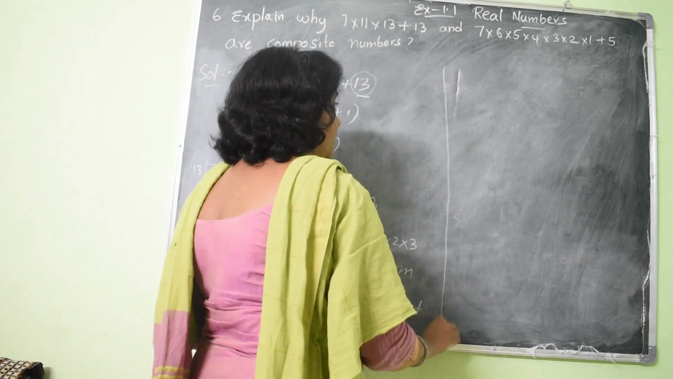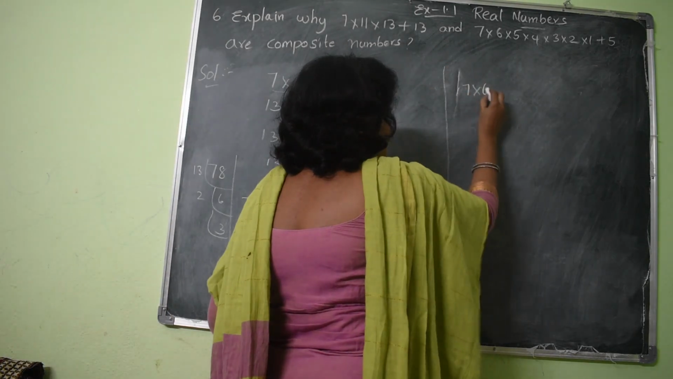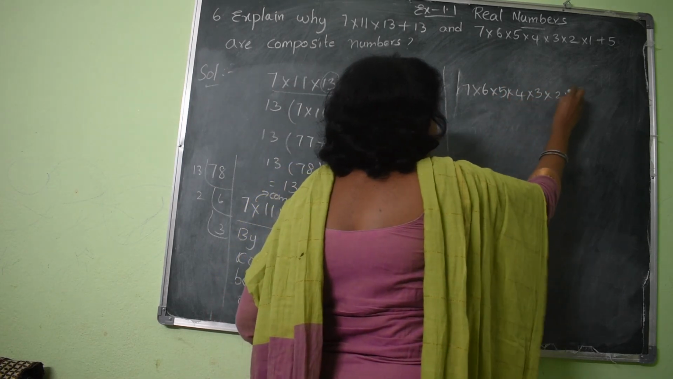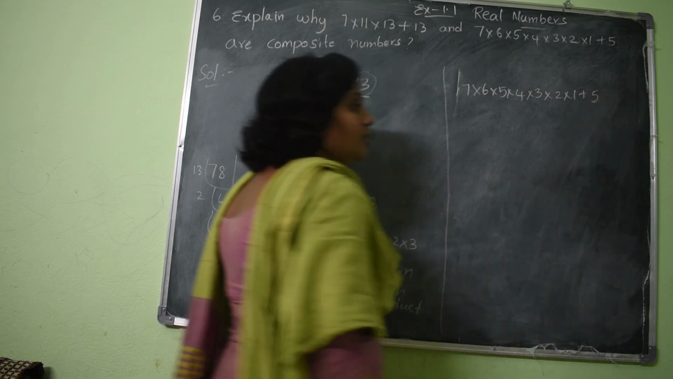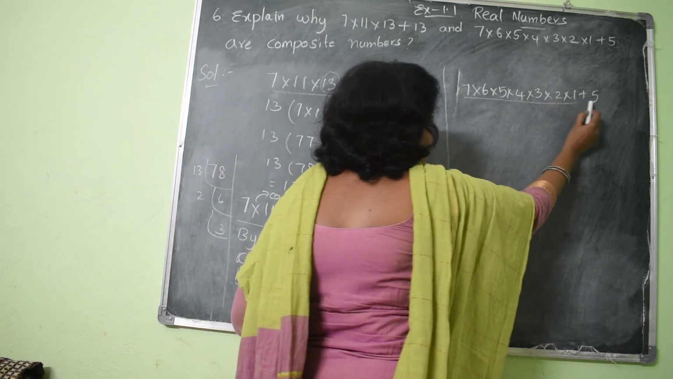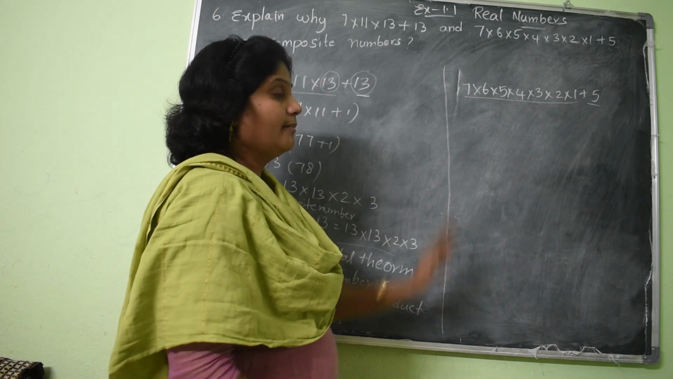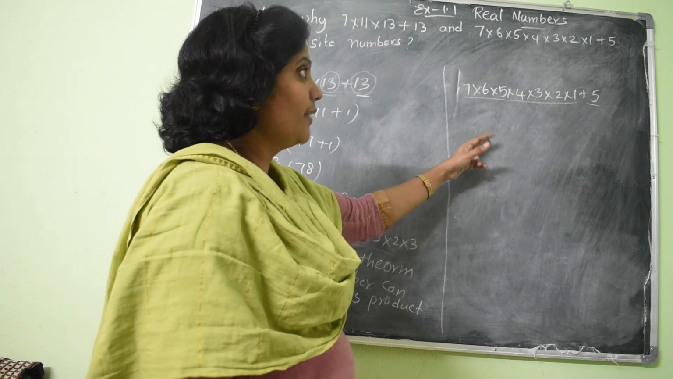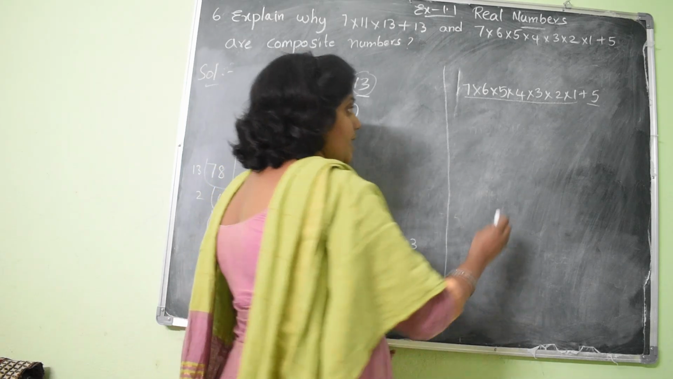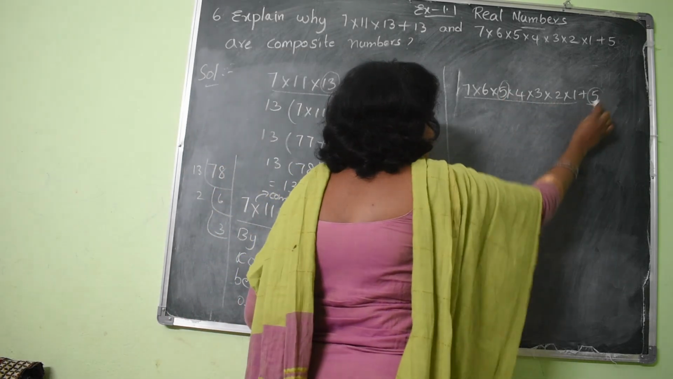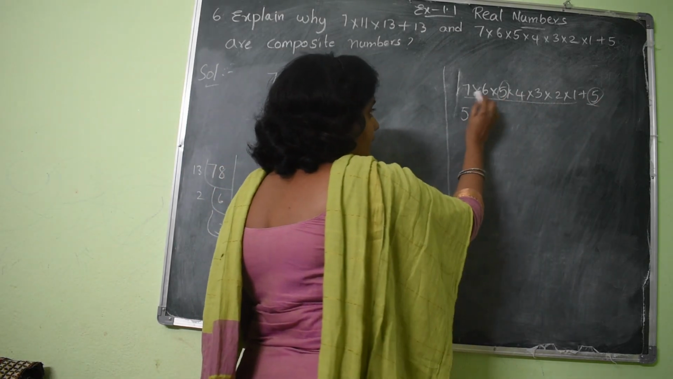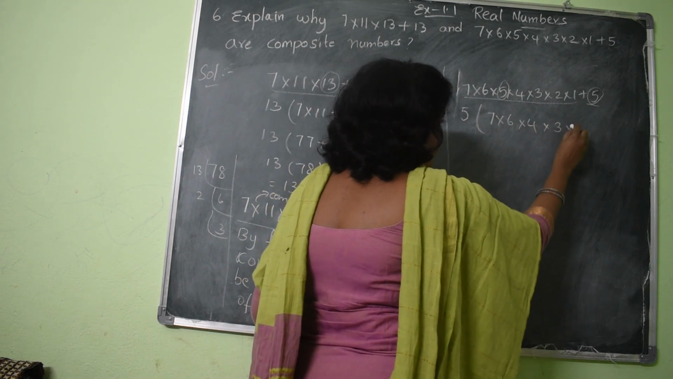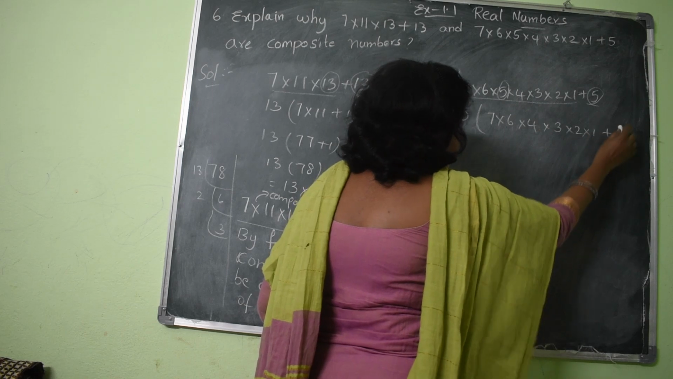Next, take this number 7 × 6 × 5 × 4 × 3 × 2 × 1 + 5. Here also it is the same. This is one term and this is one term. We need to write this number as a product of prime factors. If we are able to write this number as a product of prime factors, then we can say that it is a composite number. In both terms, 5 is common. So write 5 outside. What is left here? 7 × 6 × 4 × 3 × 2 × 1 + 1.